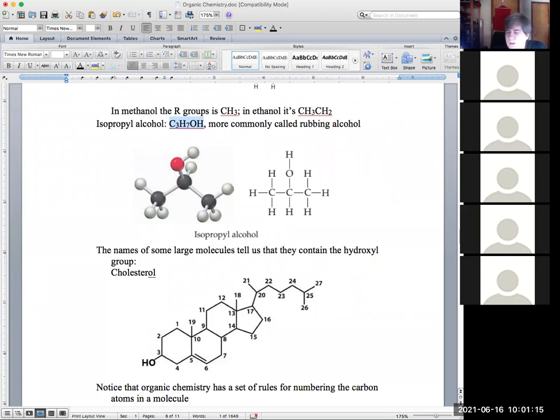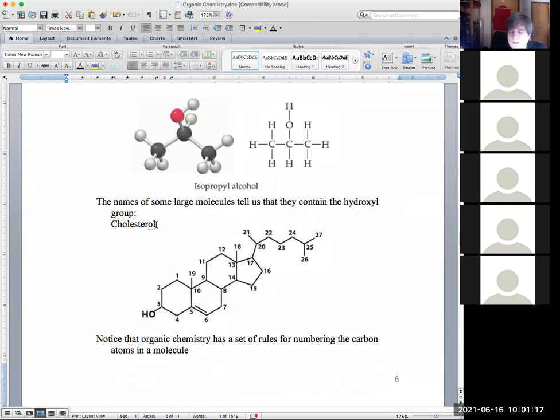Now, when we look at some really big molecules, their name tells us that they've got the alcohol functional group, the hydroxyl functional group in them. So think about a molecule that you've all heard of called cholesterol. Notice this is one of those models where it's just showing us the bonds between carbon atoms. So every place you see a number, there is a carbon atom. So this is the chemical formula for cholesterol. Let's look over here on the far end, 27, there's a carbon atom.